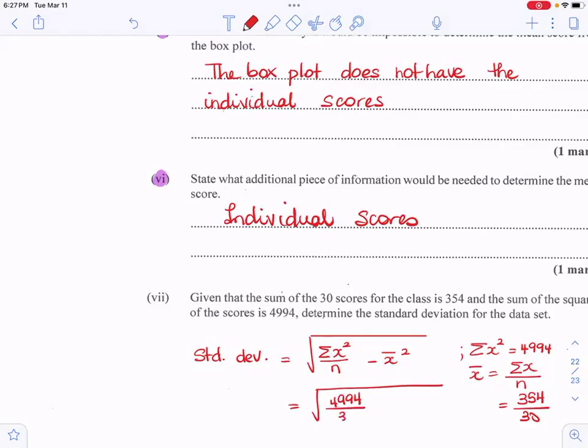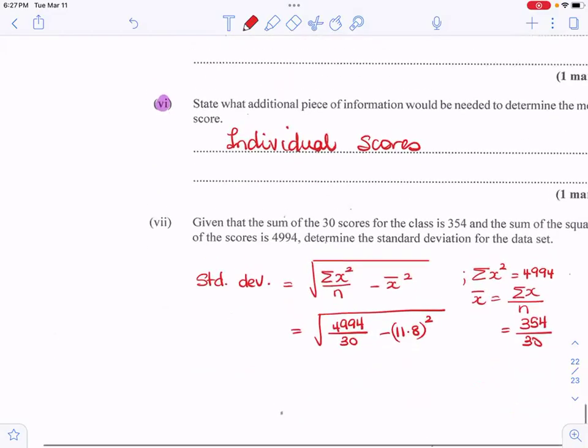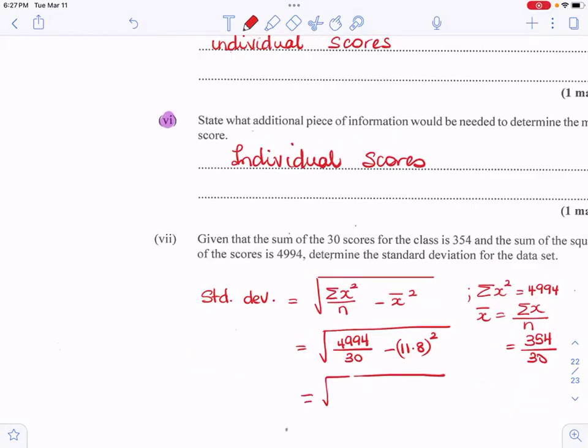4994 divided by 30 minus 11.8 squared. So this is the square root of 166.6 minus 139.24. The answer that I have is 5.23. You all got that? Yes, miss. Okay, and that is the end of that, right? So let me move on.